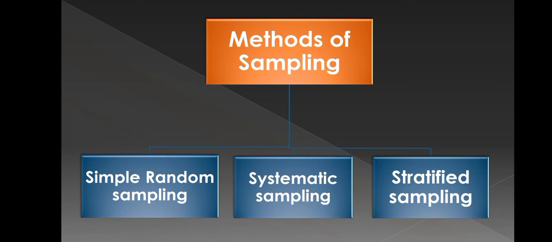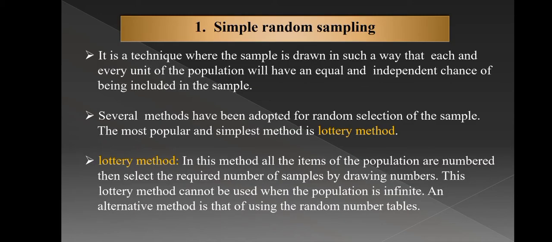Methods of sampling. Here we have three methods of sampling. The first one is simple random sampling, then systematic sampling and stratified sampling. So let us see what we mean by simple random sampling. It is a technique where the sample is drawn in such a way that each and every unit of the population will have an equal and independent chance of being included in the sample.